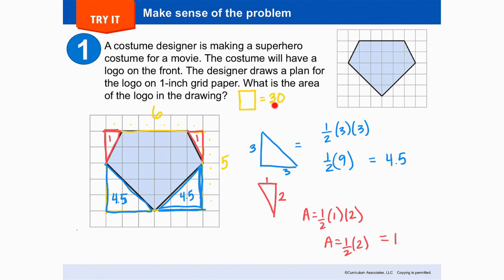So I'm going to take that 30. I'm going to start with 30 because that's the whole big area that I had. Okay, and then I'm going to remove 4.5 and 4.5, which is 9. So 30 minus 9 is 21. And then I'm going to go ahead and subtract these guys. So 1 and 1, which is 2. And I will end up with an area of 19 inches squared. Yay!